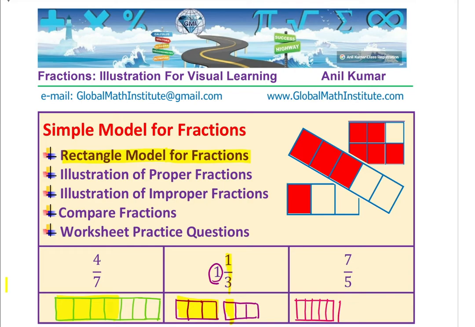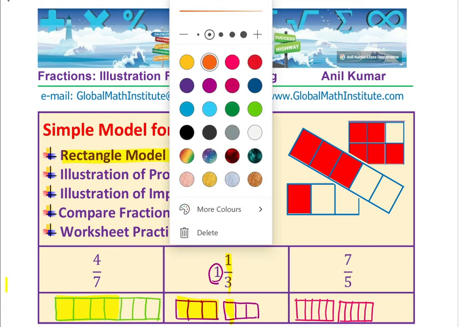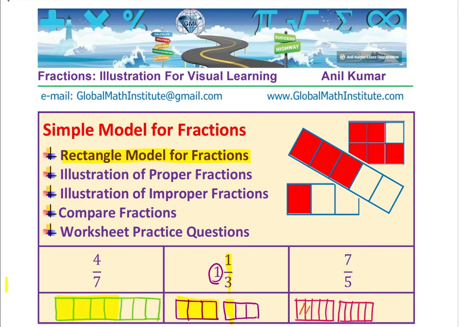So now I'll make 1 more. 1, 2, 3, 4, 5. Correct? And now let's shade. So while shading, 7. So 1, 2, 3, 4, 5, 6, 7. Do you see that? So I have shaded 7 of them. So let me just put a highlight here. And that gives me 7/5.